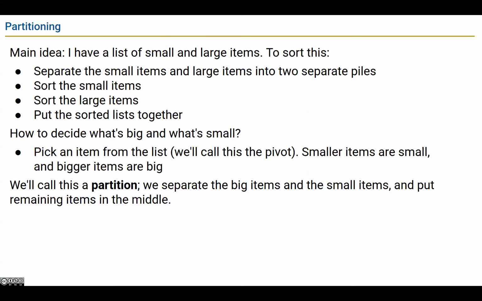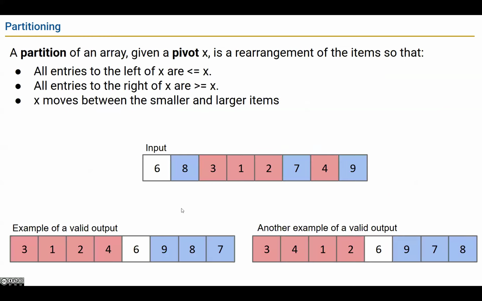Intuitively, imagine I'm trying to sort everyone in here by height. I might ask, what is the height of the average person in this room? 5'6", let's say. So everyone who's 5'6" and shorter, move to this side. Everyone who's 5'7" and taller, move to this side. Then I sort you individually, and that way I get my fully sorted list. That's the way we might think about doing this. We'll call this a partition. We split the big items and the small items, and we put the remaining items in the middle if they're equal to 5'6".